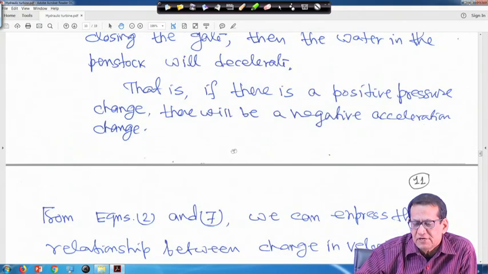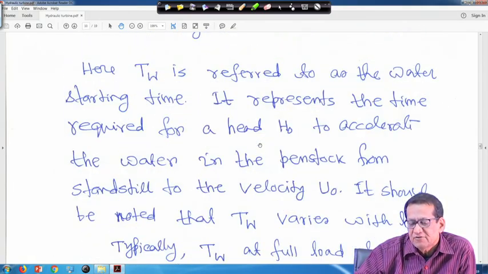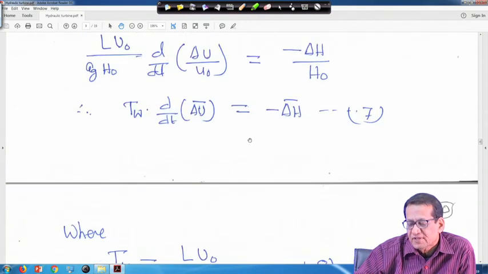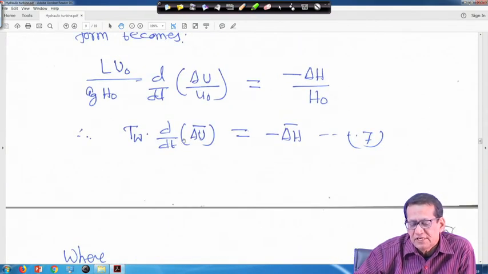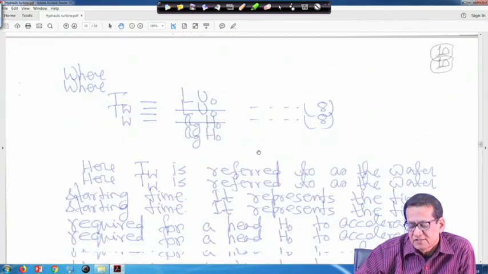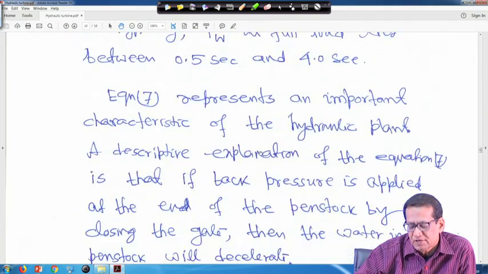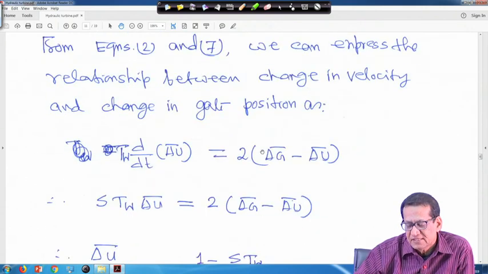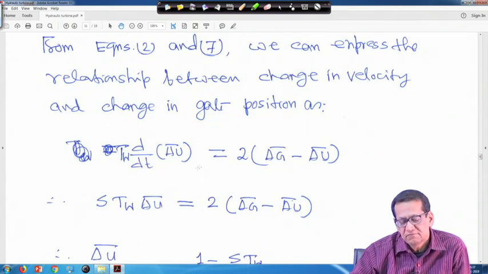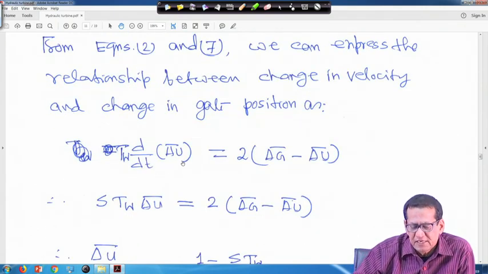If you look at equation 7, it was TW d/dt of delta u bar is equal to minus delta h bar, right. So, from equation 2 you substitute for delta h bar and then you will get TW d/dt of delta u bar is equal to 2 into delta g bar minus delta u bar.